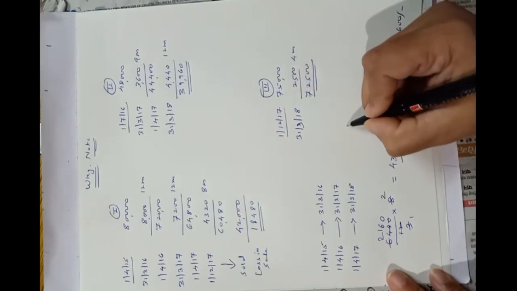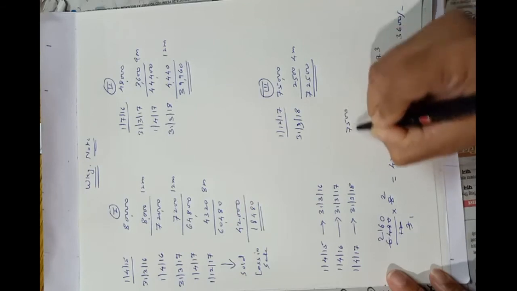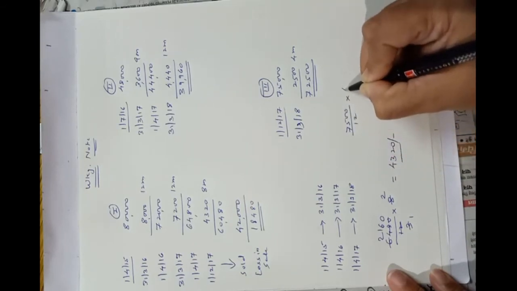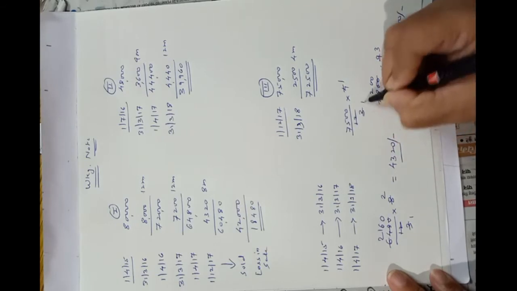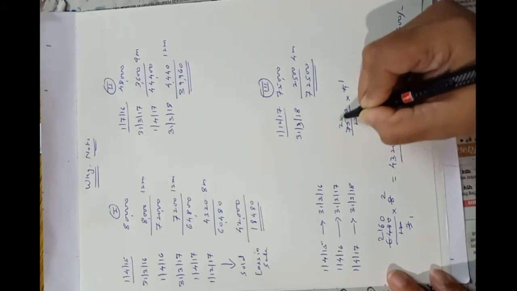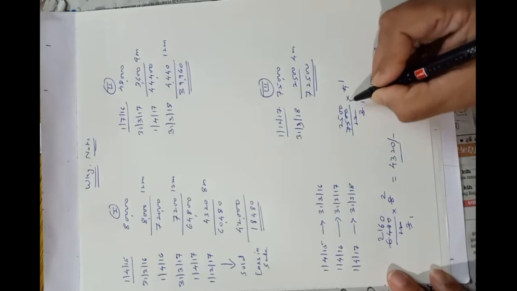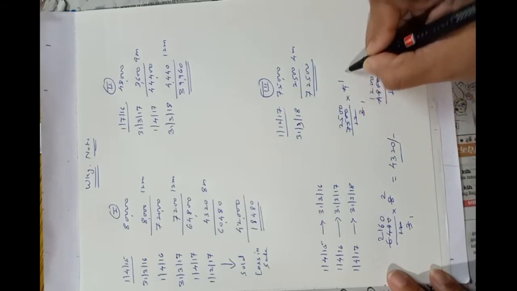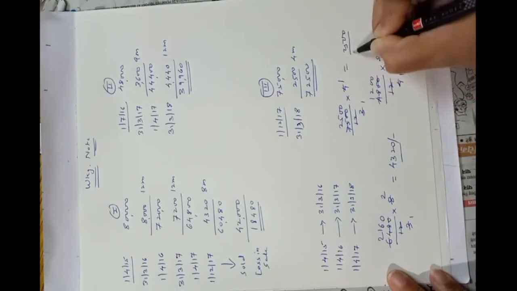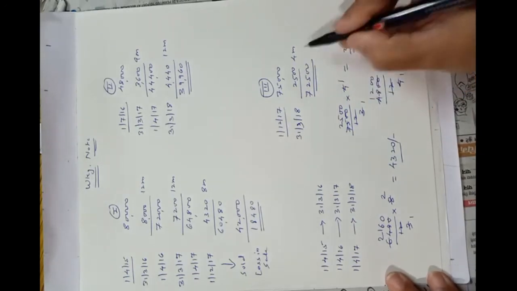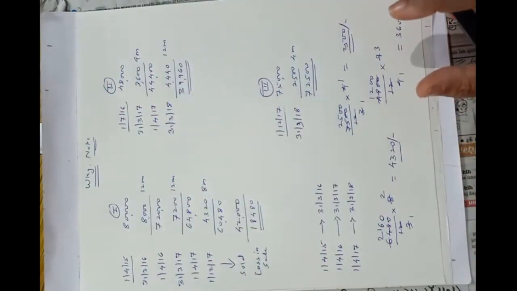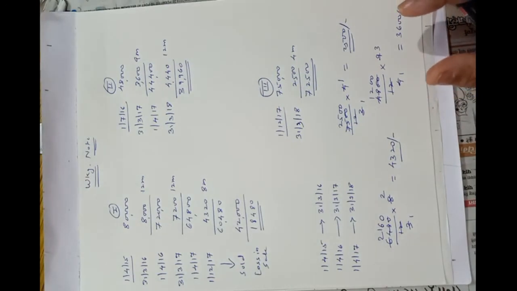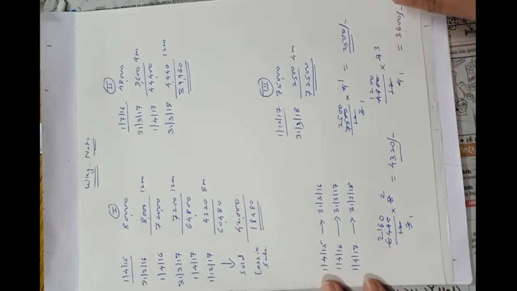10% of 75,000 means 7,500 divided by 12 into 4 months. 4 1s are 4, 4 3s are 12, 3 1s are 3 here. So 2,500 into 1 is equal to 2,500. In this way we have deducted depreciation here for 4 months. Okay, so here we are done with the working note.